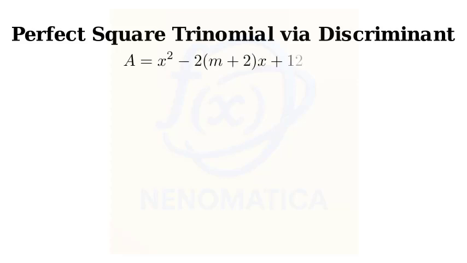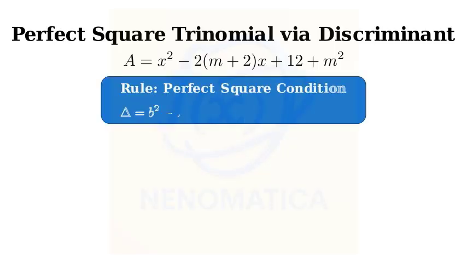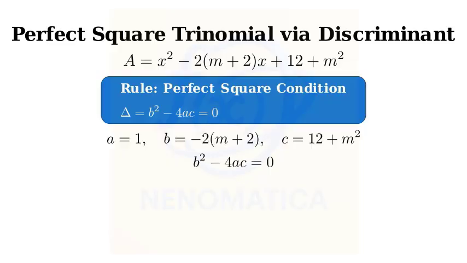In this example, we will find the value of m that makes the quadratic expression a perfect square. Our expression is A equals x squared minus 2 times (m plus 2) times x plus 12 plus m squared. Key idea. A quadratic ax squared plus bx plus c is a perfect square exactly when its discriminant is 0. That is, delta equals b squared minus 4ac equals 0. For our expression, the coefficient a equals 1, b equals negative 2 times (m plus 2), and c equals 12 plus m squared.